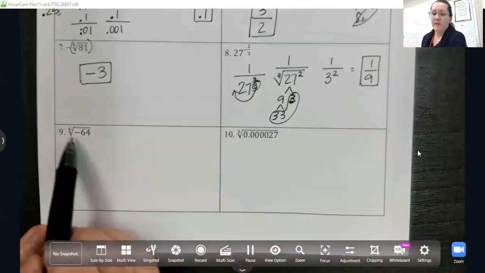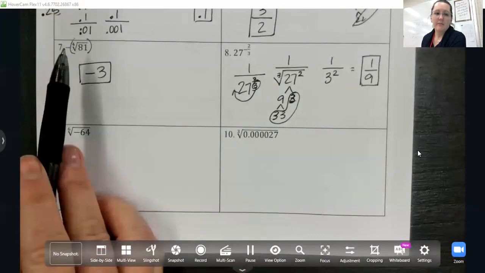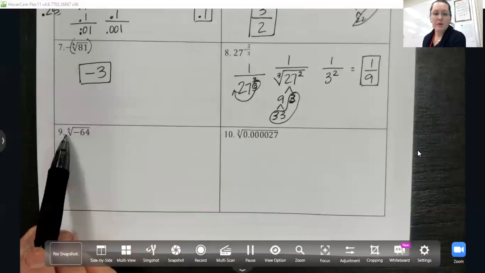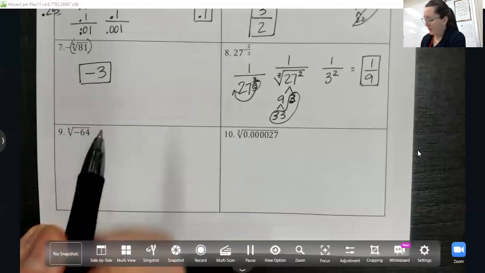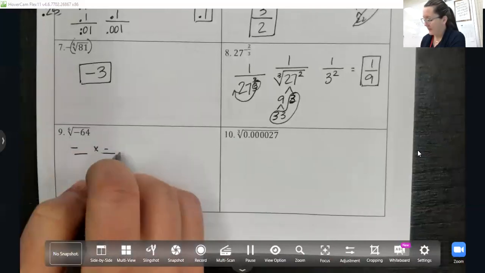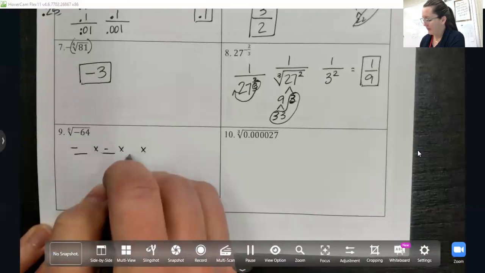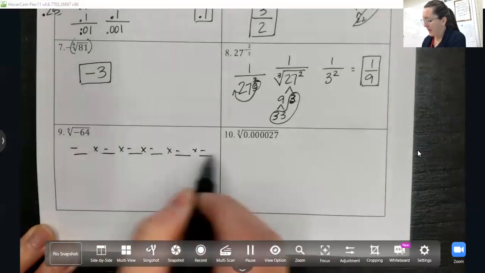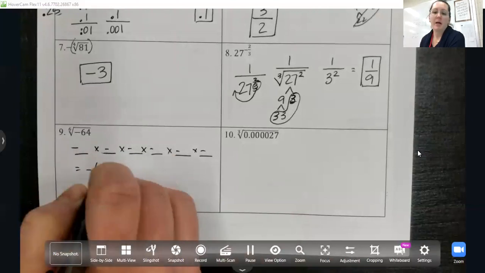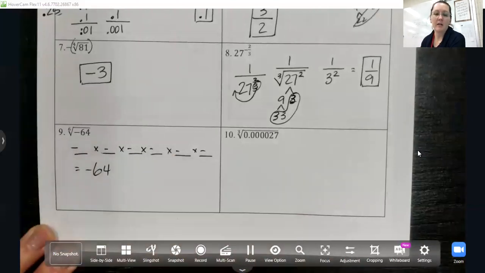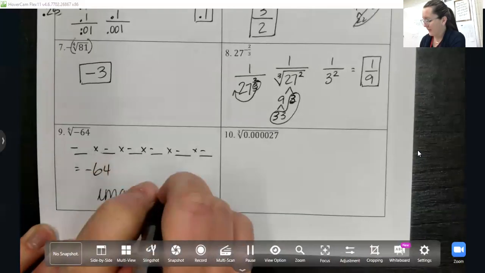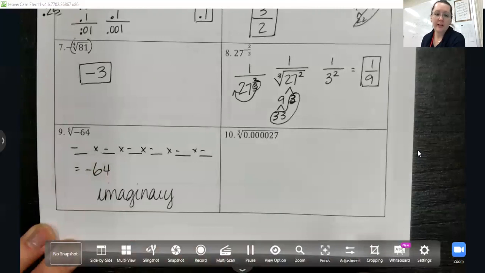All right, we have the 6th root of negative 64. Now look at the difference here. You have the negative 4th root of 81, and the 6th root of negative 64. That means I multiplied a negative number 6 times, 1, 2, 3, 4, 5, 6, and got a negative 64. Now think, is that possible? Can I multiply a negative number an even amount of times and get a negative number? No, you can't. So we're going to call this imaginary. If you just write imaginary for your answer, that's totally fine.